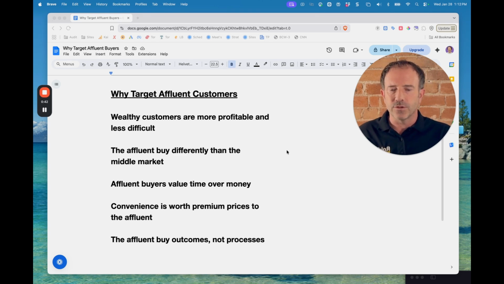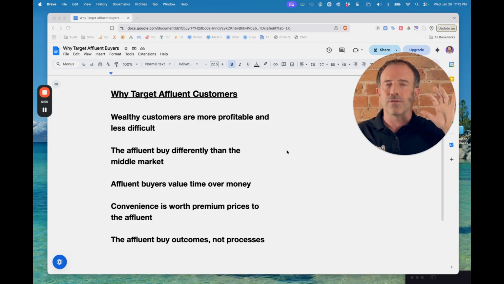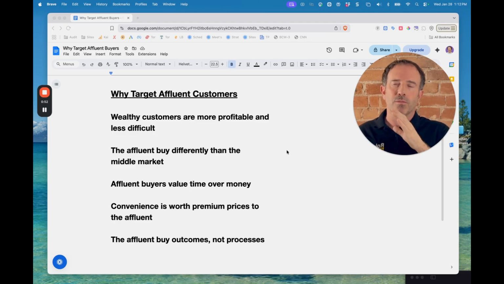Number two, the affluent buy differently than the middle market. So there's really three different sections of the market. There's the lower market, the middle market, and the affluent, the top of the market. The lower market, the folks with the least amount of money, are looking for features. The middle market is looking for benefits, but the top of the market, they're looking for transformation, and that's all that they want.